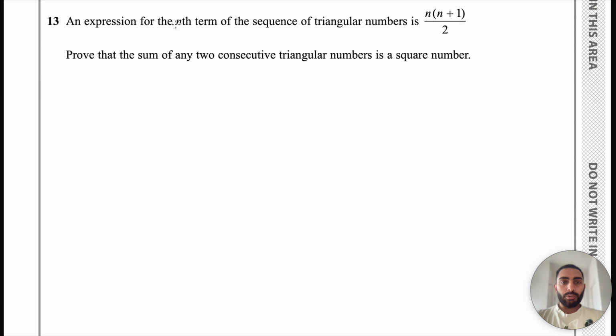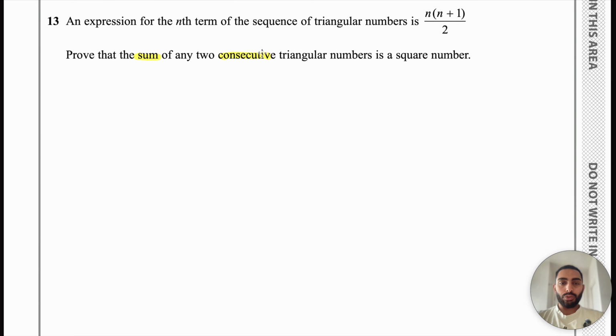Question 13. An expression for the nth term of a sequence of triangular numbers is n(n plus 1)/2. Prove that the sum of any two consecutive triangular numbers is a square number. We're trying to prove that the sum, which just means adding them up together, of two consecutive, which just means numbers that are next to each other. Triangular just means the numbers that we get out when we put something into here. And a square number is just a number that's been multiplied by itself. So it's going to have a squared in it at the end.